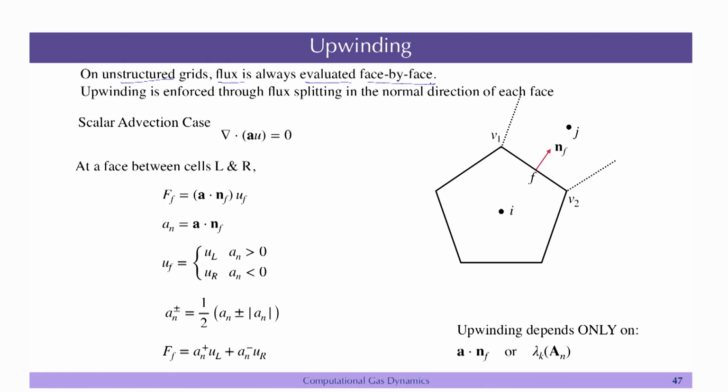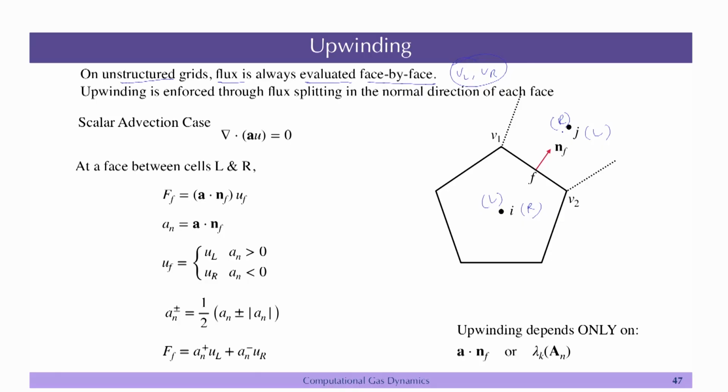So, what we need to ensure is that the way you choose left and right, u_L and u_R, should be consistent. You could choose L here and R here, or you could choose L here and R here. So, which one is correct? The correct way is the one that respects the upwinding. We try to enforce it by what is called flux splitting, which we already do.